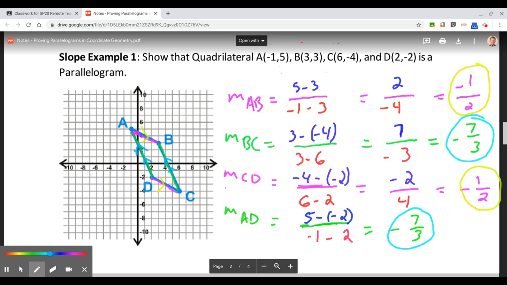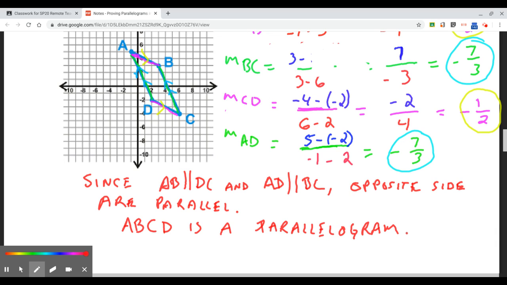All right, so we're almost done with this problem. Just one little step. We just got to give our statement of why. And for the statement, you just will have to write, since AB is parallel to DC and AD is parallel to BC, opposite sides are parallel. ABCD is a parallelogram. Okay? Awesome. Let's just take a look at one thing real quick.